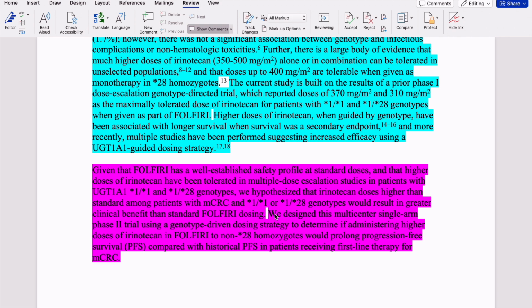So we can see here in the last sentence or so, we designed this multi-center, single-arm phase 2 trial using a genotype-driven dosing strategy to determine if administering higher doses of irinotecan in this chemotherapy regimen to these particular genotype harboring patients would prolong progression-free survival compared to historical progression-free survival. And this is in patients receiving first-line therapy. So we've nicely summed up what the trial is actually doing here, and with some rationale kind of behind this as a segue at the start of this.